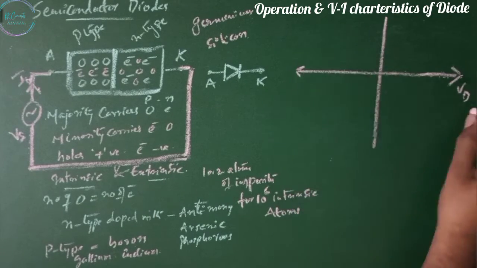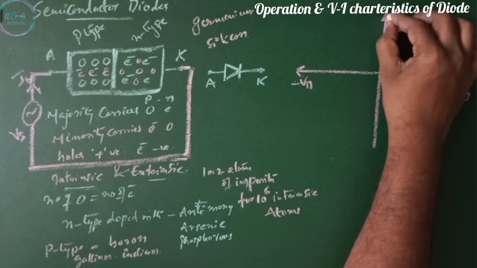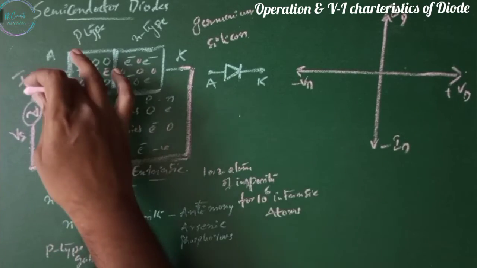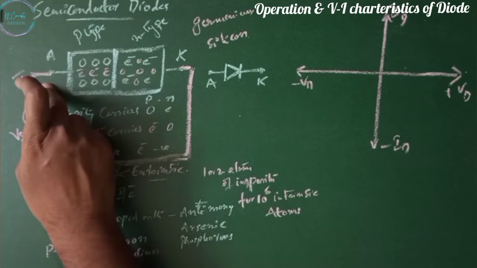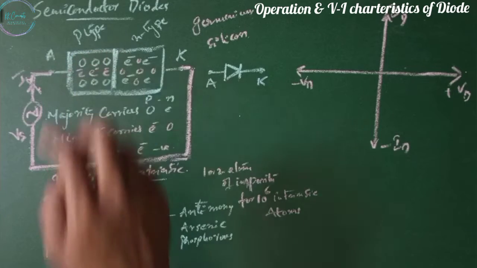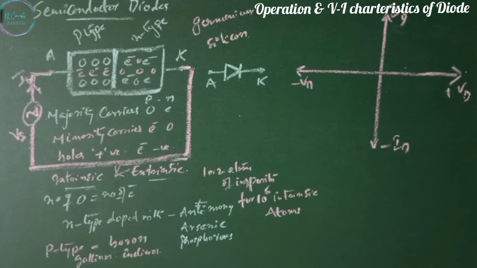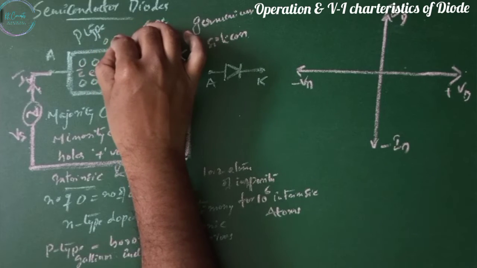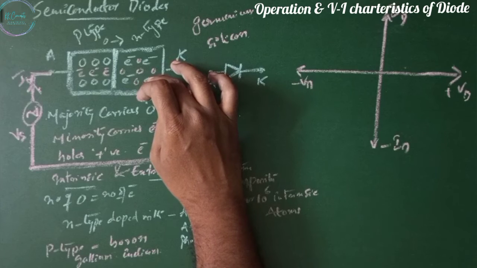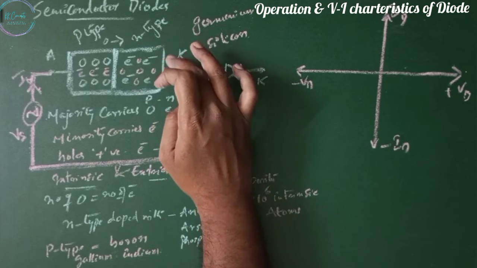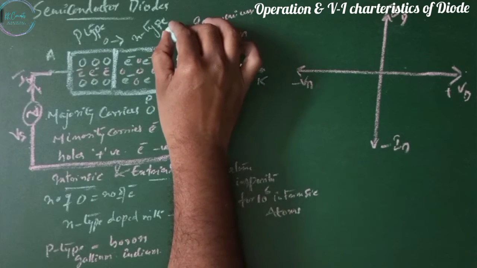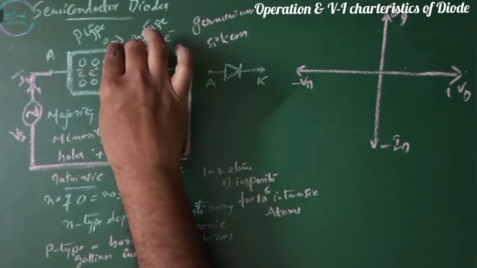The voltage across the diode is VD and the current is the diode current ID. Then a positive supply is given to the anode. The majority carriers in P type are holes, which are positive charges, so positive and positive repel each other, and the holes move toward the junction. Similarly, at the cathode a negative supply is given, and the electrons are the negatively charged majority carriers in N type. So they repel each other, and the electrons try to move towards the junction.